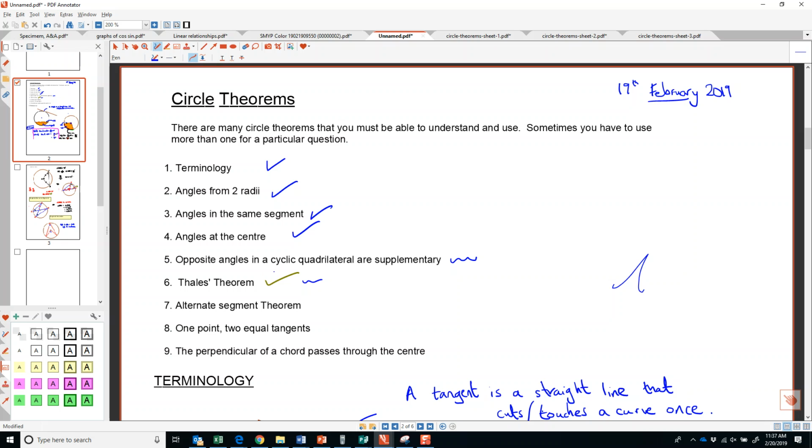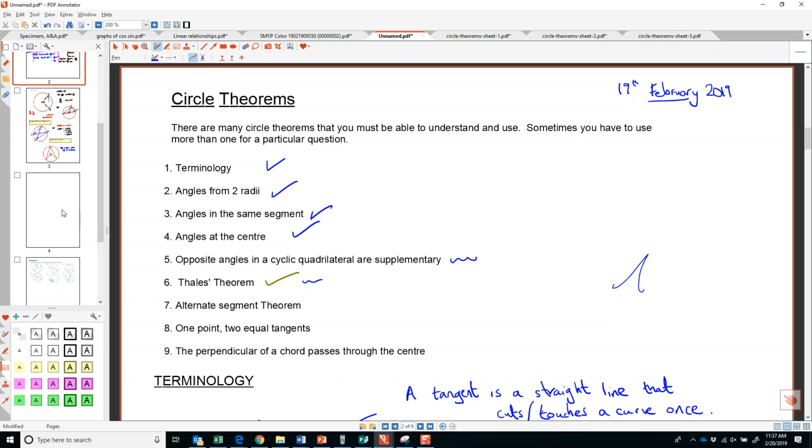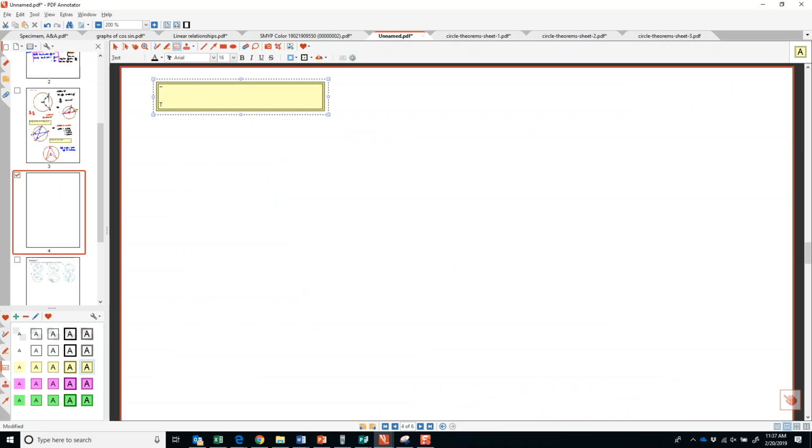Looking at opposite angles in a cyclic quadrilateral are supplementary. What does that mean, supplementary? Opposite doesn't mean outside the circle. So, yes, it means they add up to 180.